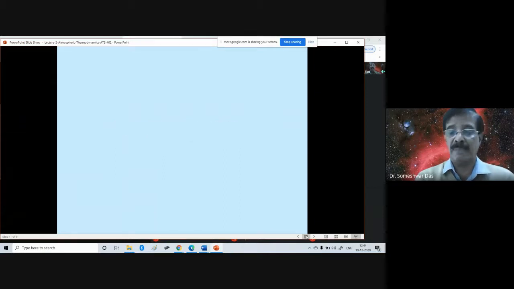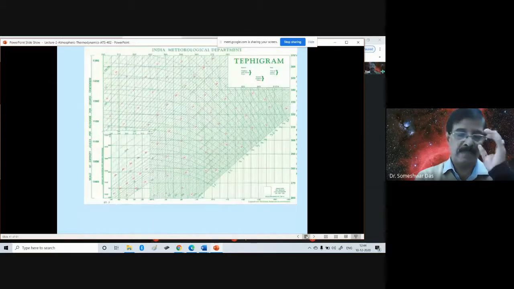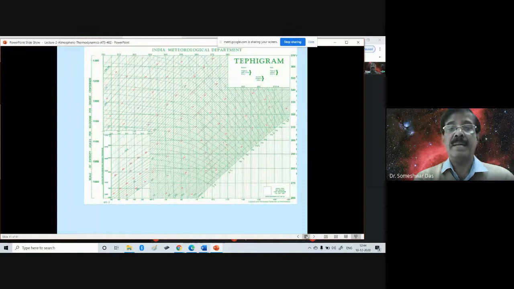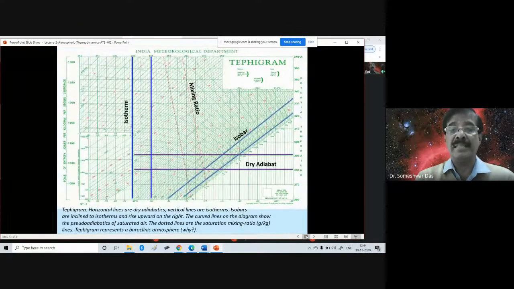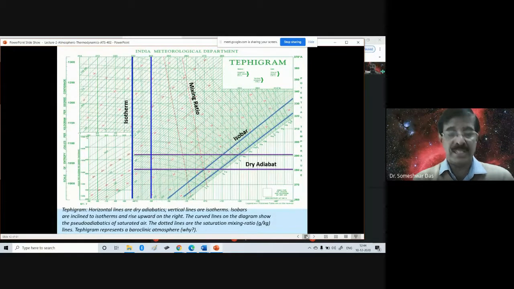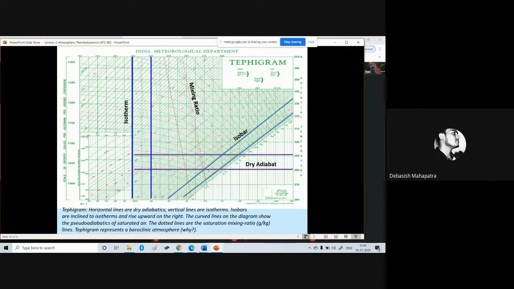And last time I showed you this diagram, which was not very clear, a bit dim. I was trying to introduce to you the different lines on this diagram, right? You remember this diagram I was trying to show you last time? Yes, sir.